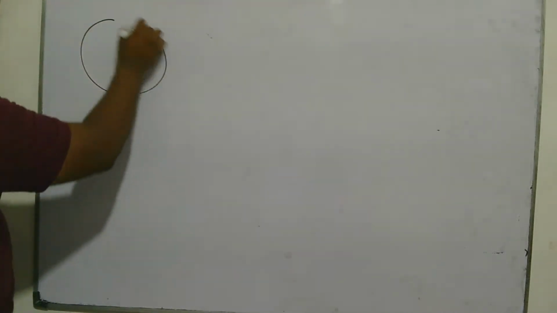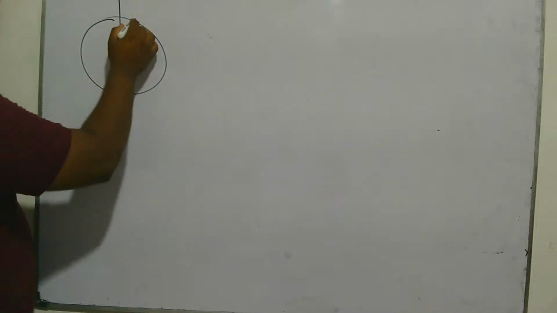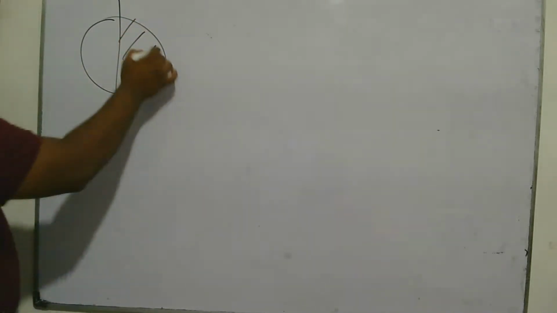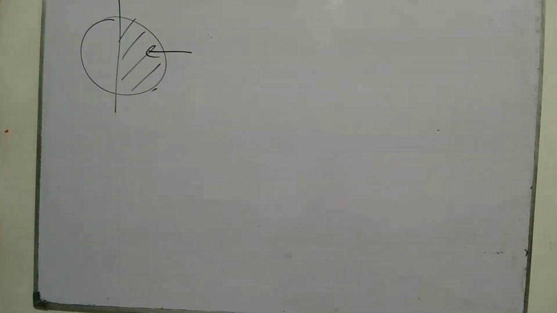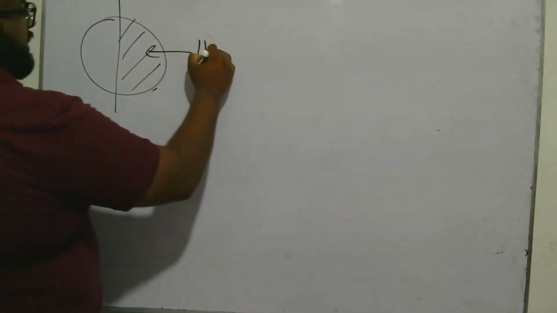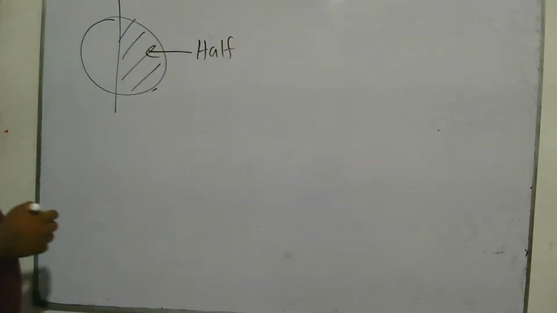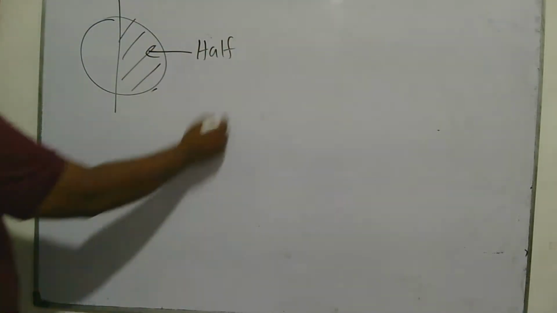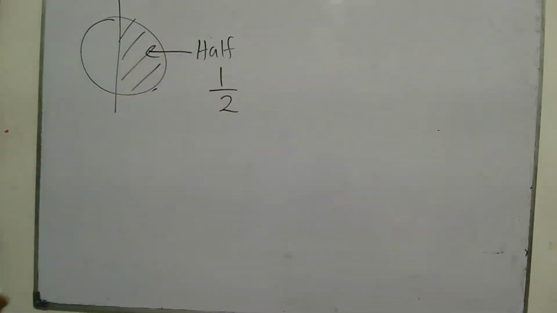Now let's say that there is a cake. Now this cake is divided into two equal parts, right? So when we say this as a whole cake divided into two equal parts, we say this part as what? A half. What is the fractional representation of half? 1 over 2. 1 being divided by 2.